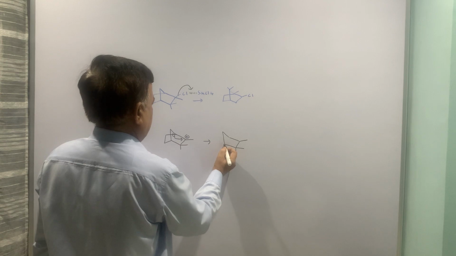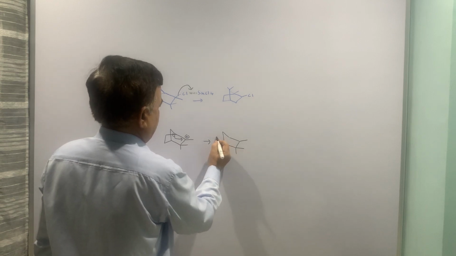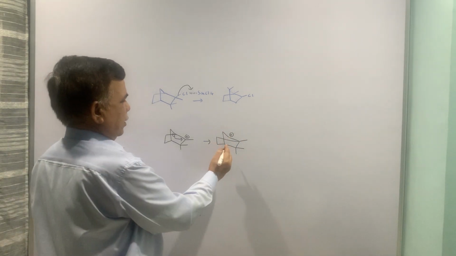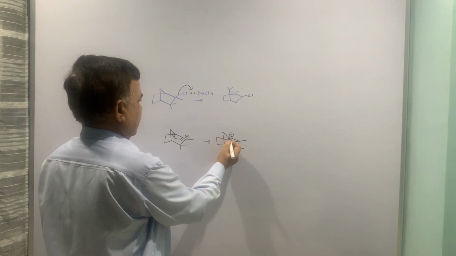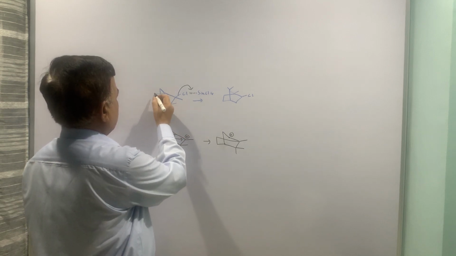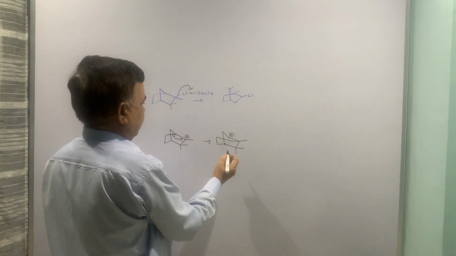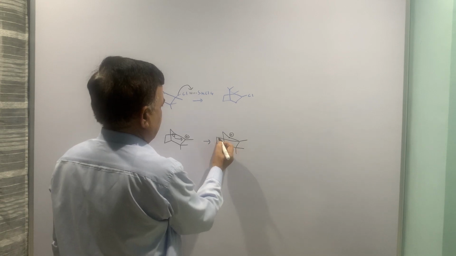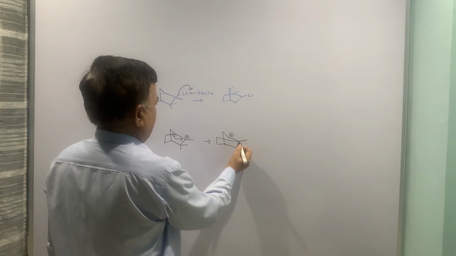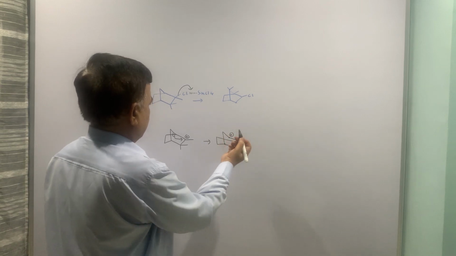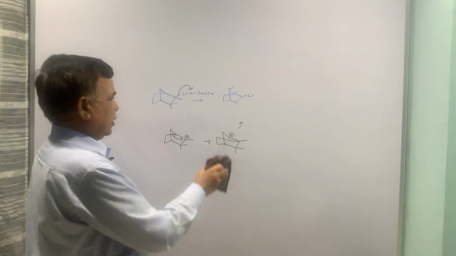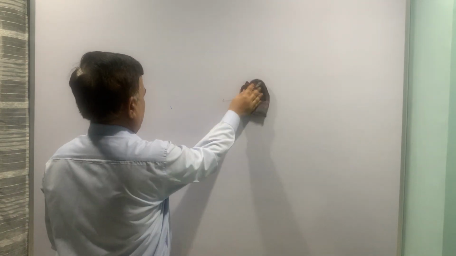Okay, then this side positive charge. Now once again you can see that it is a 5-5 system. 1 2 3 4 5, and here also 1 2 3 4 and 5. So the positive charge interacts with halogen and you get the product.